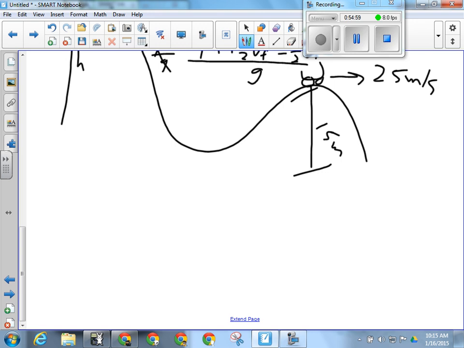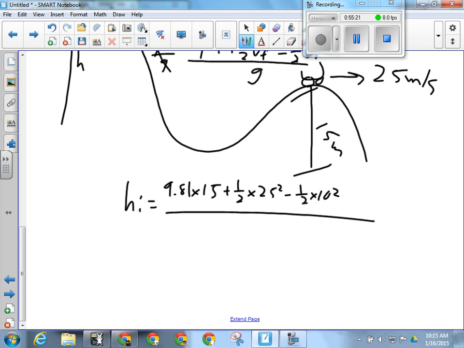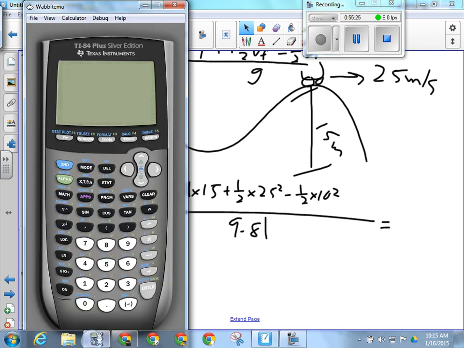So if I plug in my numbers then, I will have that hi equals, said it was moving at 15, right? No, 10. So we will have 9.81 times 15 plus 1 half times 25 squared minus 1 half times 10 squared, over 9.81. So 9.81 times 15 plus 0.5 times 25 squared minus 0.5 times 100. I should have just written in 50. That's silly. Divided by 9.81. So our initial height is 41.8 meters. Is that good?